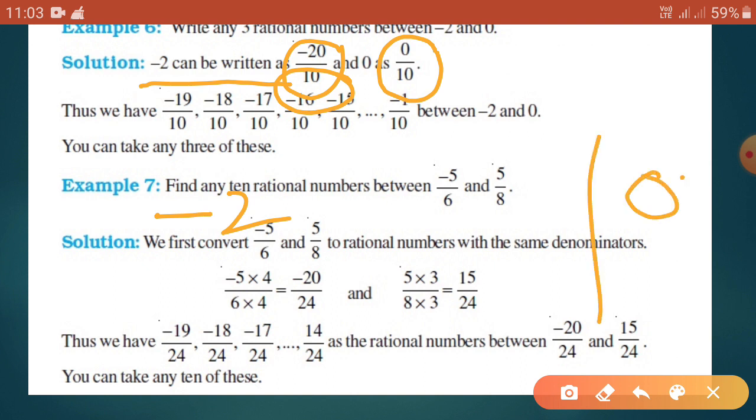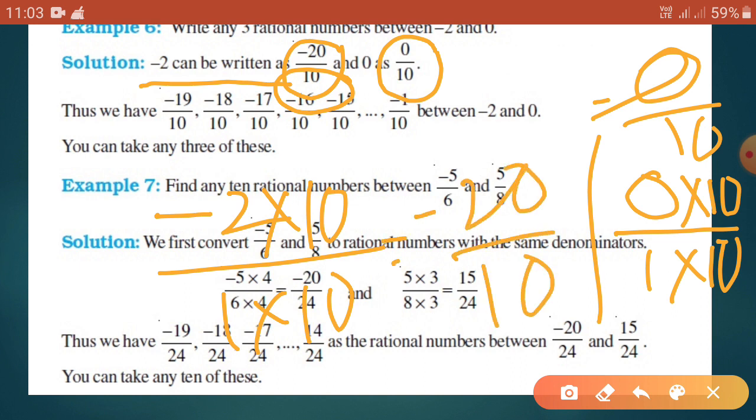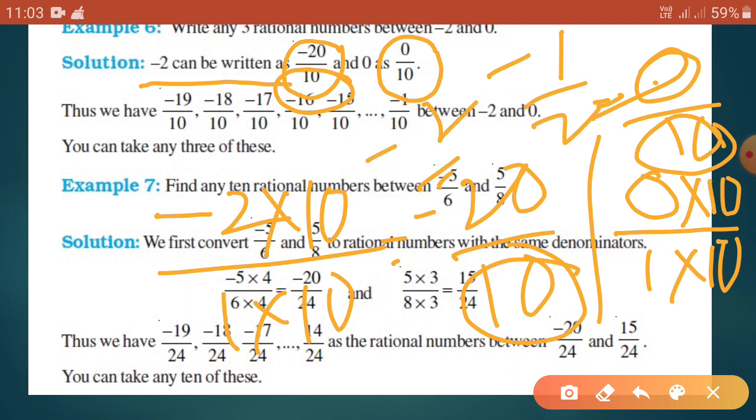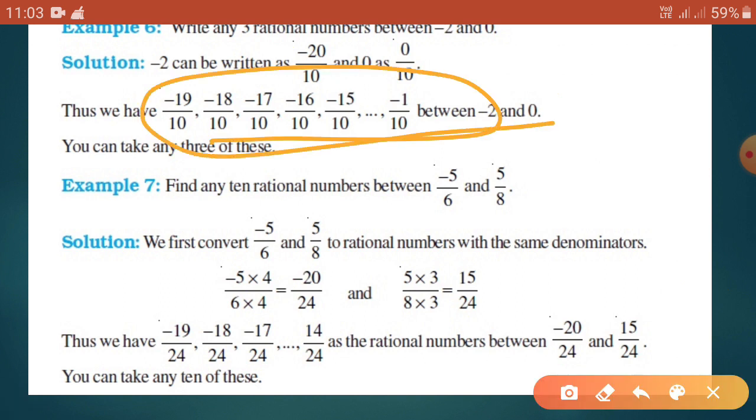So if we multiply with a greater number, 0 means 0 by 1, so it gives us 0 by 10, and minus 2 into 10 and 1 into 10 gives us minus 20 by 10. So the denominators are the same. So now write the numbers from 0 to minus 20, that will be minus 1 by 10, minus 2 by 10. Okay, so the rational numbers are there.